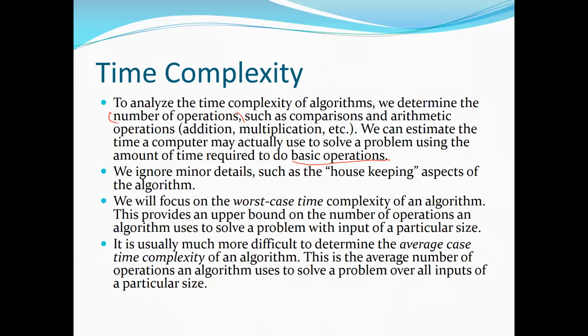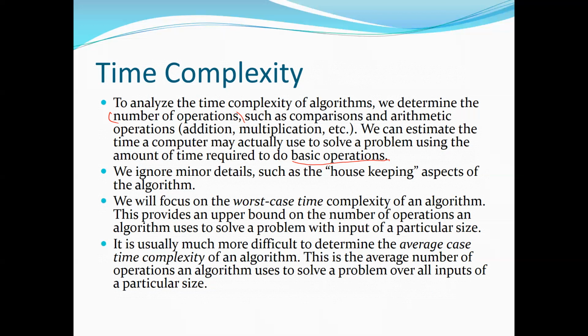We will focus on the worst case time complexity of the algorithm. By worst case, I mean the upper bound, and by upper bound, I mean the big O notation. This provides an upper bound on the number of operations an algorithm uses to solve a problem with input of a particular size. This is really important to see: in a worst case scenario, as the size of the input grows, what would be the worst behavior, the worst growth of my algorithm?